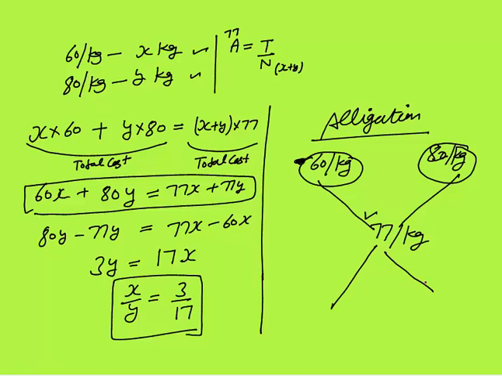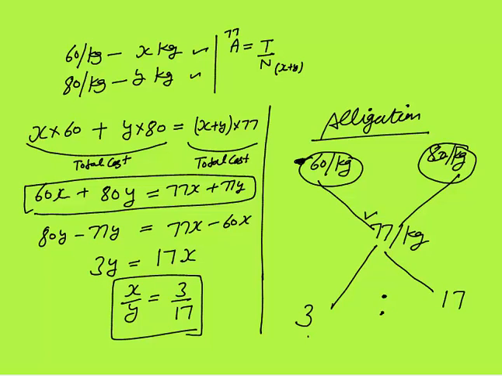Now you have to subtract diagonally: subtract the smaller value from the larger value. 80 minus 77, which is the larger value? 80. 80 minus 77, you get 3. Here diagonally, 77 minus 60, larger value minus smaller value. 77 minus 60 is 17. So you will get the ratio 3:17.